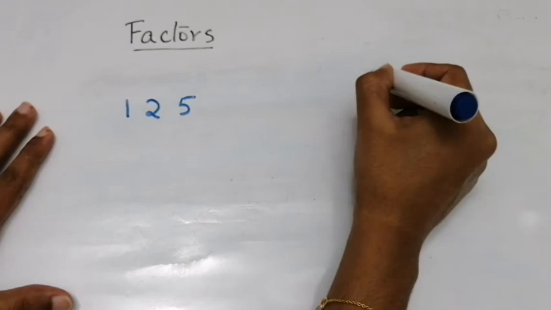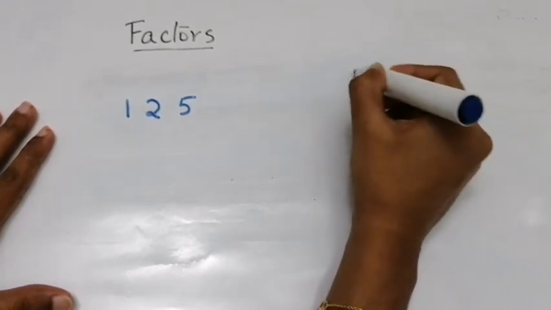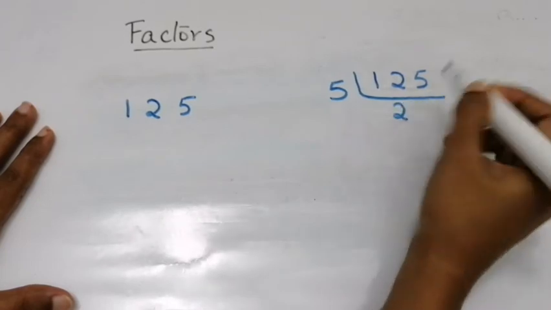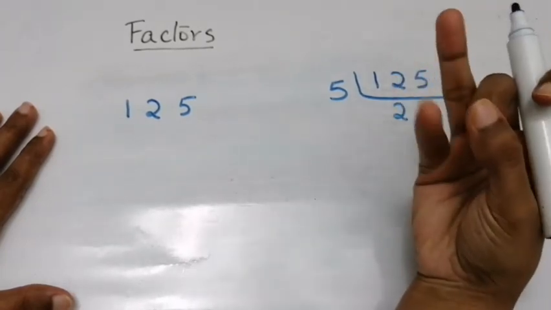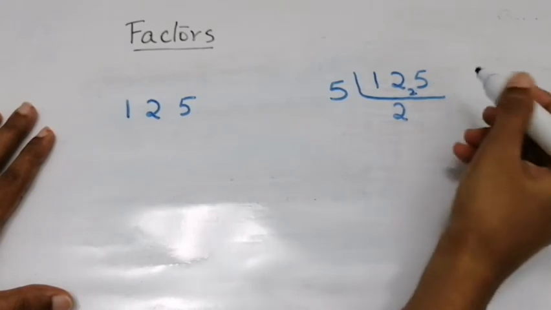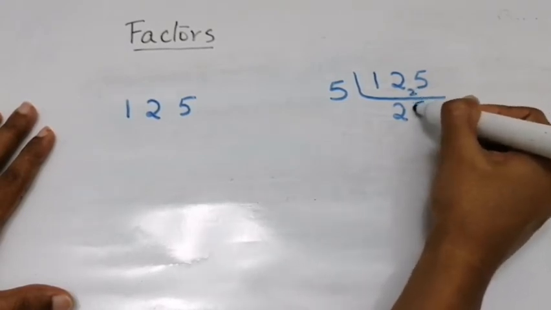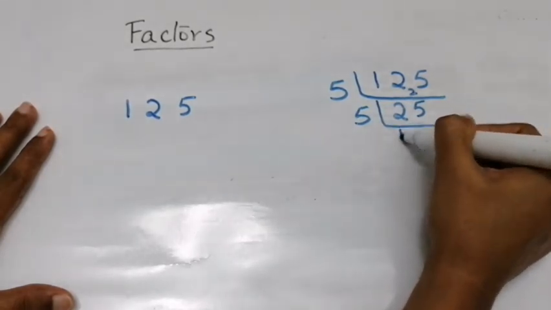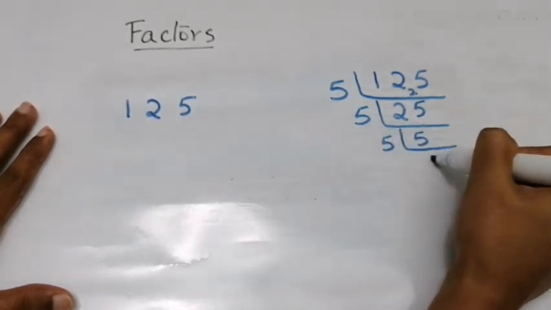Then moving on to next homework, that is 125. So see here, 125 will go in 5's table. 5 2's are 10, 11, 12, 2 is the remainder. That 2 I'm writing as a small 2. 25. 5 into 5 is 25. Again, 5 into 5 is 25. Again, 5 into 1 is 5.